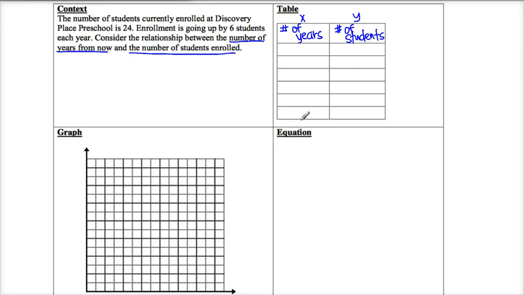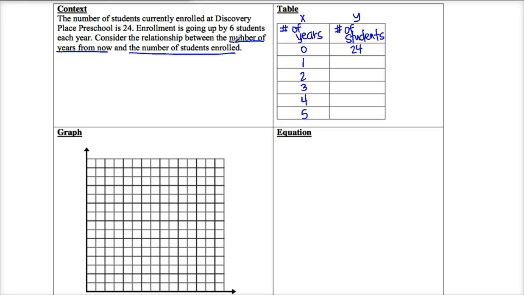Now we don't have any numbers to start with for X, so we're going to choose numbers ourselves. So let's start with 0 and just go up by ones. It doesn't matter what numbers you choose, but I like to choose these low numbers because they're easiest to calculate, right? Okay, so let's fill in our Y column now. So after 0 years have passed, how many students are at Discovery Place Preschool? Well, in other words, at 0 years, we want to know how many they start with. So it says the number of students currently enrolled, so the number they start with is 24.